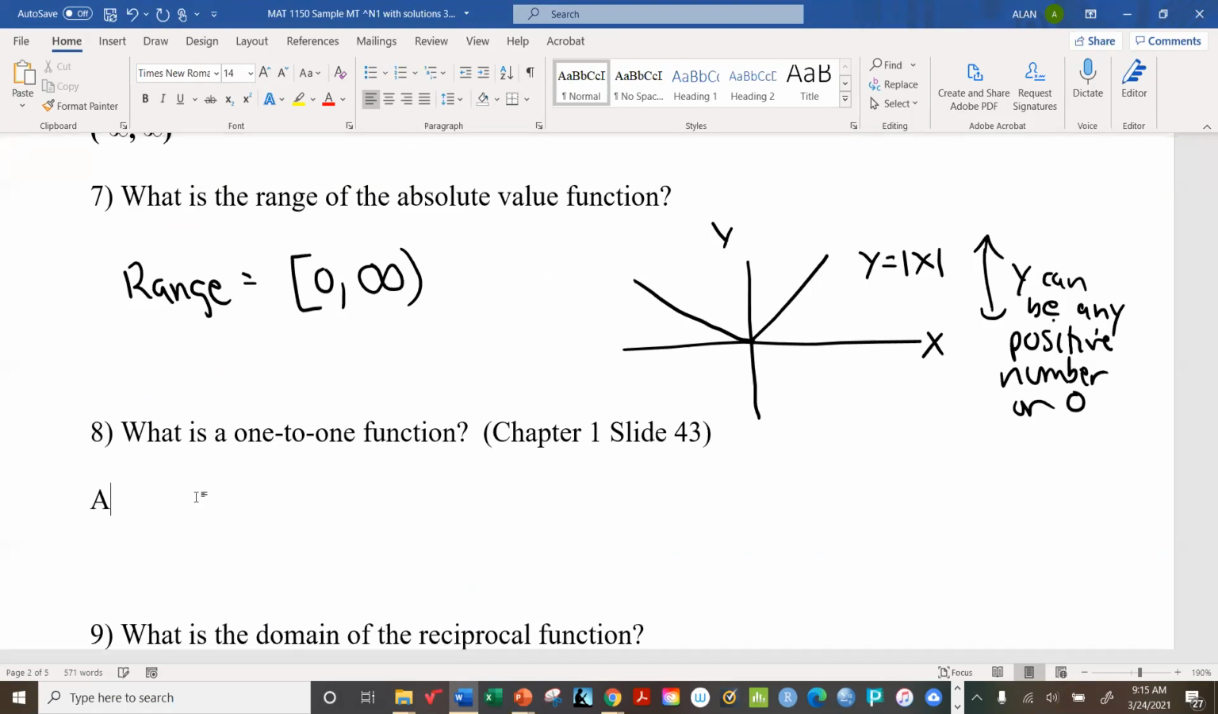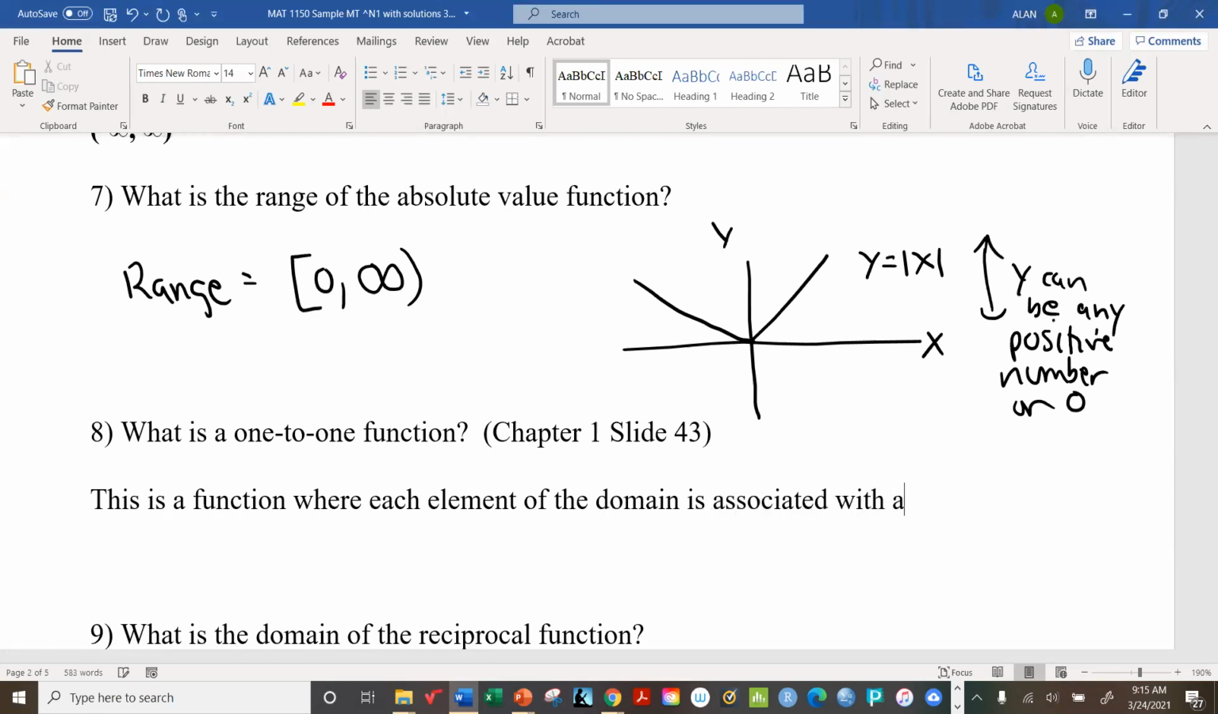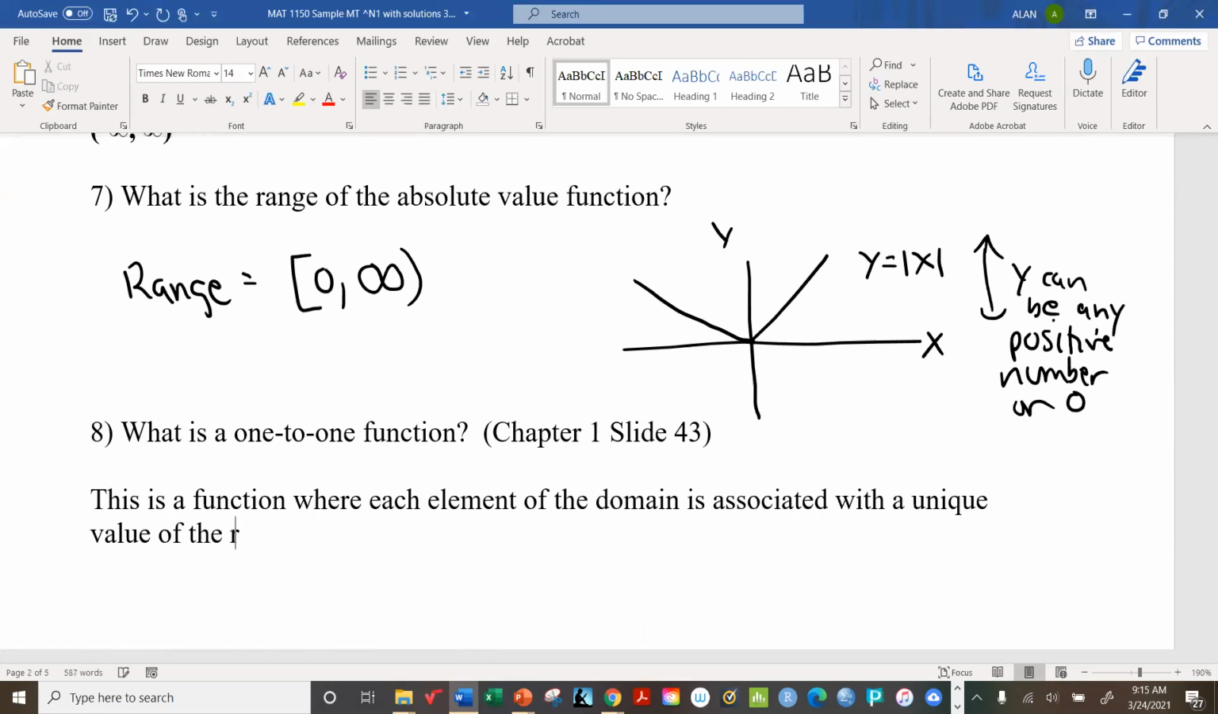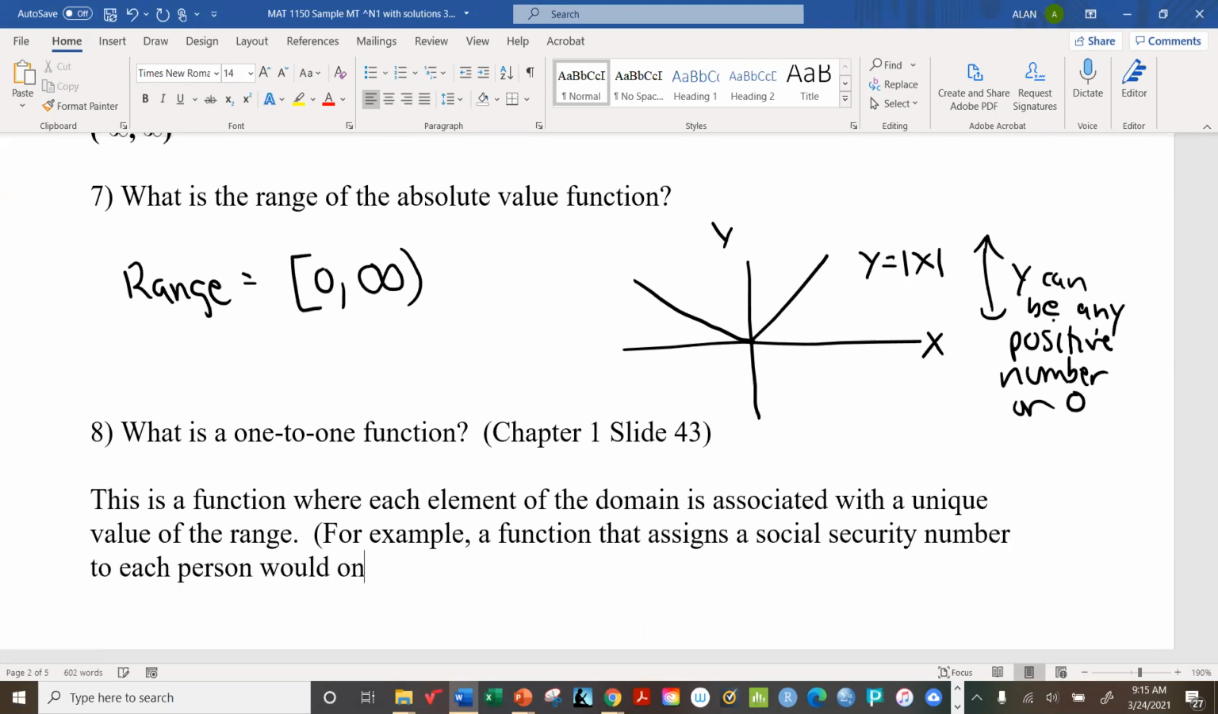So, we can formally say that this is a function where each element of the domain is associated with a unique value of the range. So the example I gave in the slides, which I really like a lot, for example, a function that assigns a social security number to each person will be one-to-one, because you can't have more than one person with the same social security number.